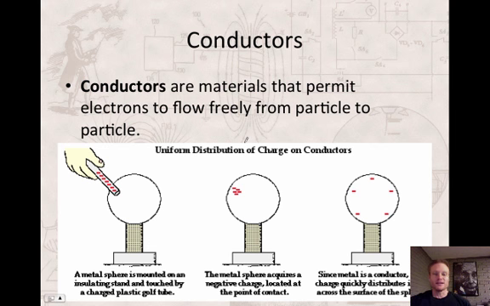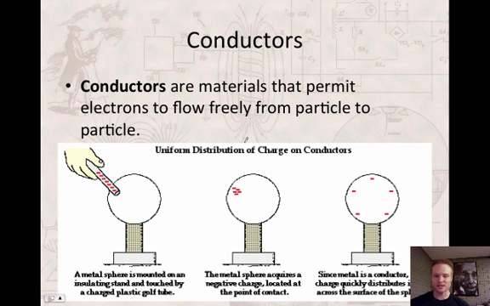Conductors are basically any material that permits electrons to flow freely from particle to particle. A good example of a conductor would be if you were to put a hole in your wall and look at the wiring in your house. Those wires are probably made of copper, and so copper is a good conductor of electrons.